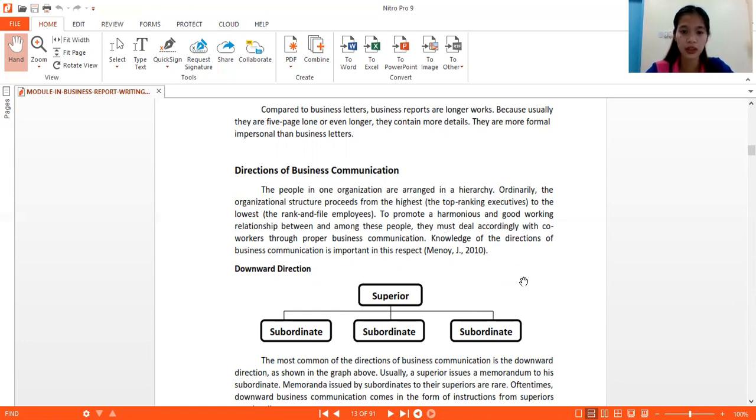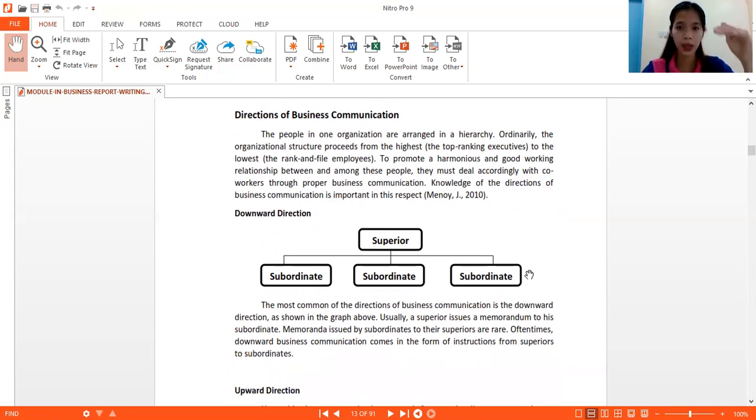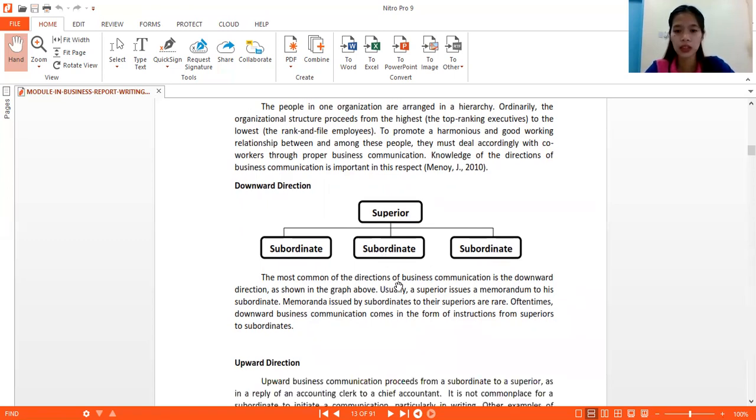So let us have the downward direction. Downward, ibig sabihin, pababa. From highest to lowest. The example here is from the superior to the subordinate. So superior is, for example, the manager, the CEO of the company, and the subordinates are the employees. The most common of the directions of business communication is downward. Usually downward because galing sa taas, because yung mga employees or subordinates na yan, they are just following the instruction of who is at the top or of the leader. Tama po?